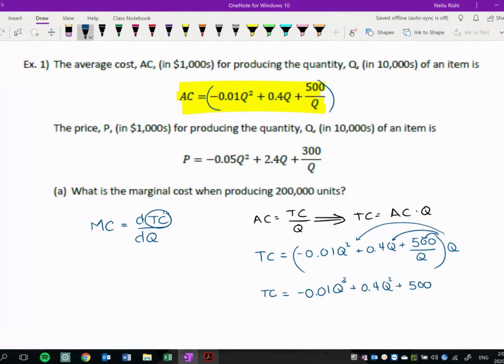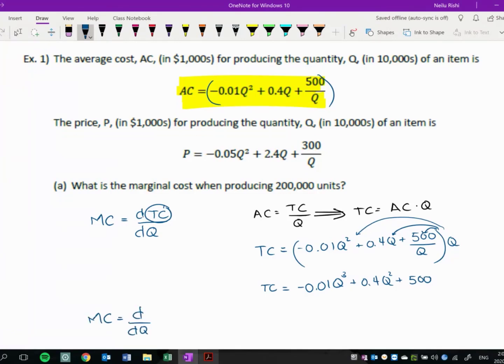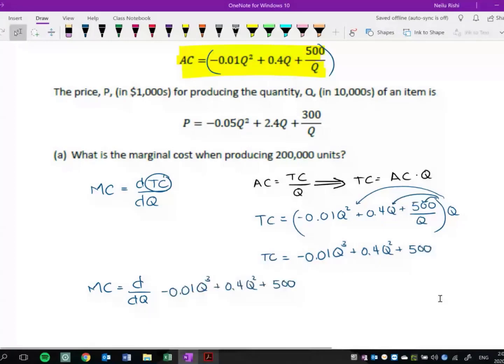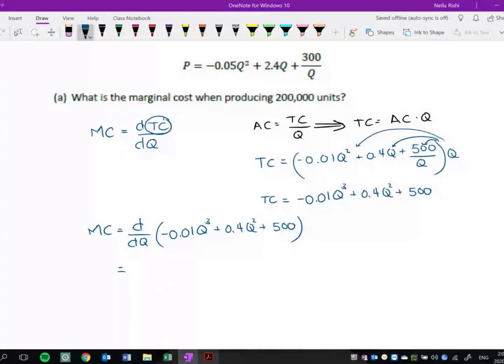Now I can do the derivative. Marginal cost is going to be the derivative with respect to q of this entire function that we have here. So doing that derivative, I've got negative 0.01 times the derivative of q cubed, which is 3q squared, plus 0.4 times the derivative of q squared, which is 2q. So this is going to give me negative 0.03 q squared plus 0.8 q. And there is your marginal cost function.